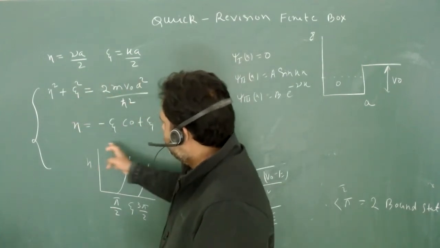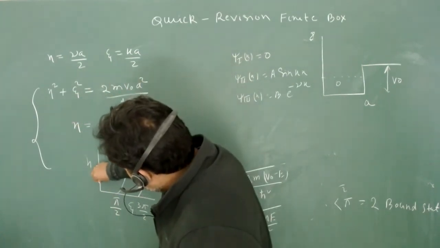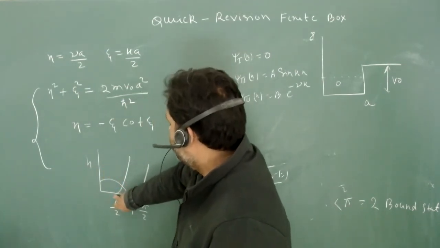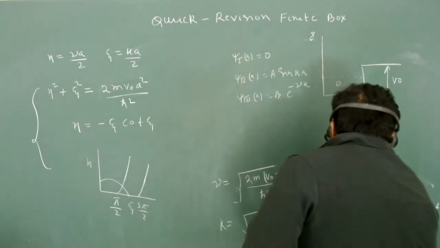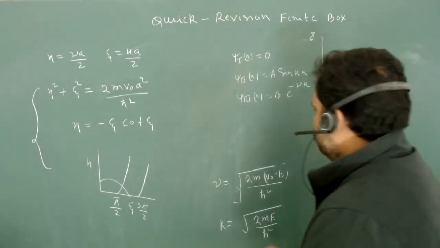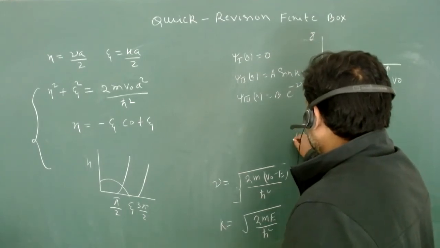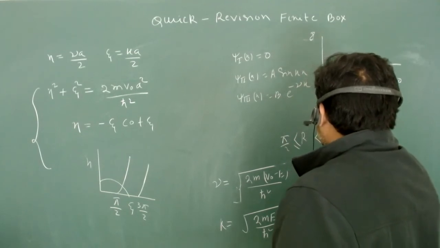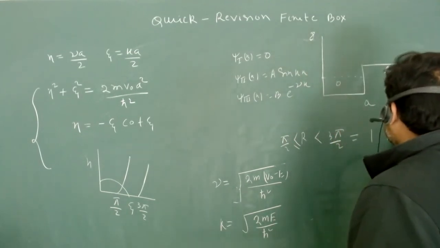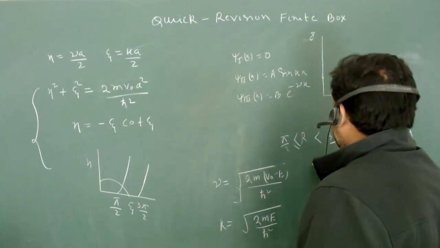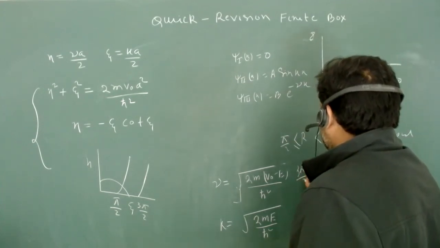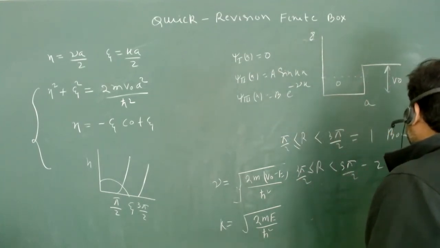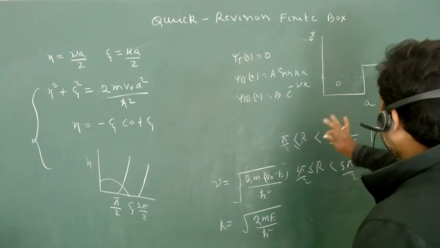So again, we go for the same condition; this is nothing but the equation of a circle. For at least one bound state, the value of the radius should be equal to pi by 2. So let's directly go to the condition for the radius. The condition for the radius is obviously between pi by 2 and 3 pi by 2 for one bound state, and then the radius from 3 pi by 2 to 5 pi by 2 gives two bound states.